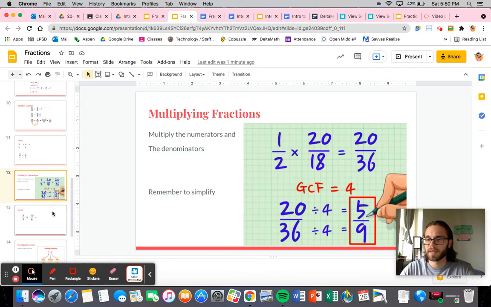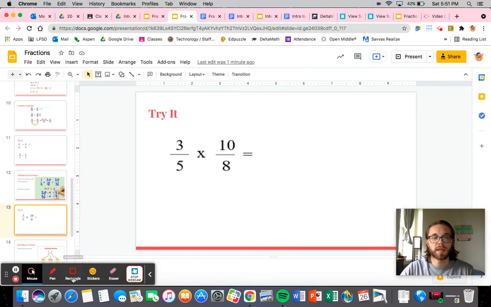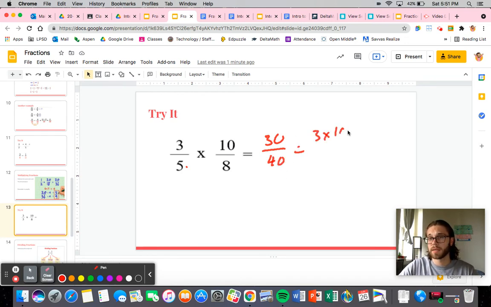The way you can think about this is you're saying I have a certain part and I'm multiplying it by another part. You can almost think of it as multiplying by a percentage of what you have. That can help you rationalize what you're doing here. So for something like this, what am I going to do? 3 times 10 is 30, 5 times 8 is 40. Now I'm not going to leave it like this, right? They both have a 10 in them: that's 3 times 10 and 4 times 10. So that's 3/4. Okay.